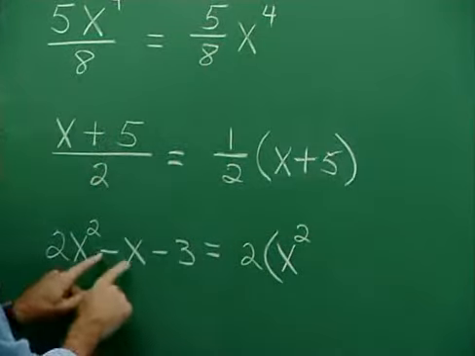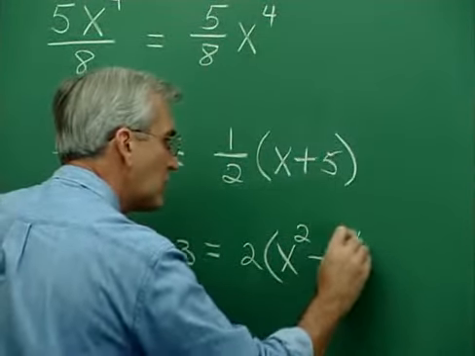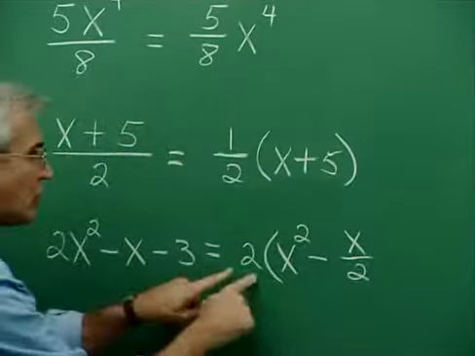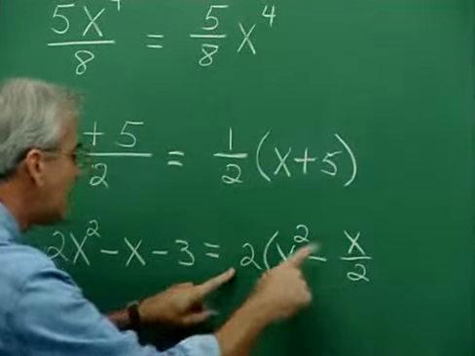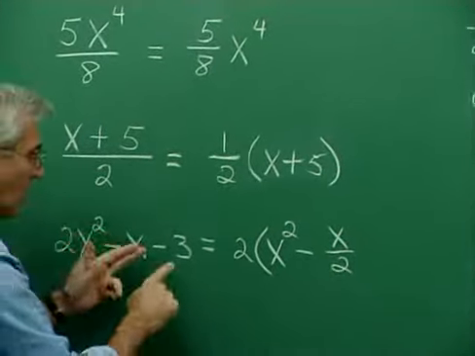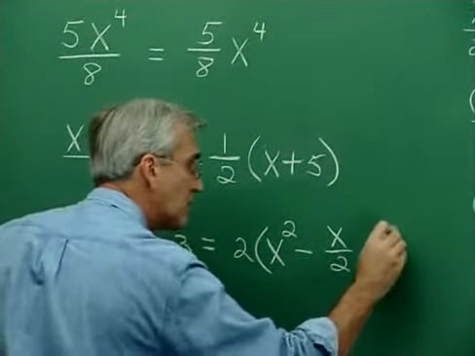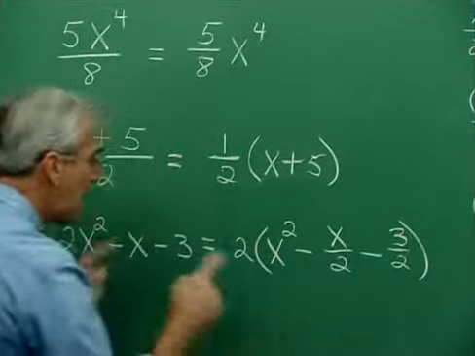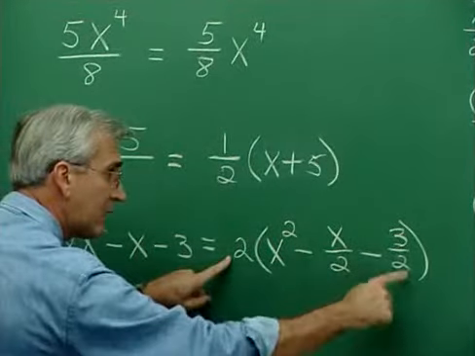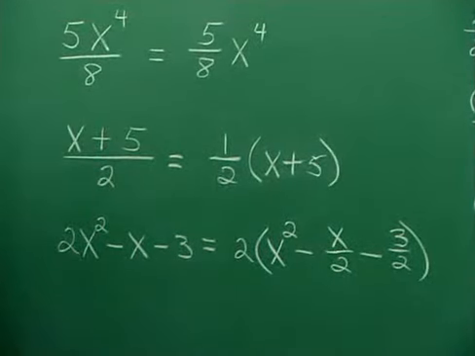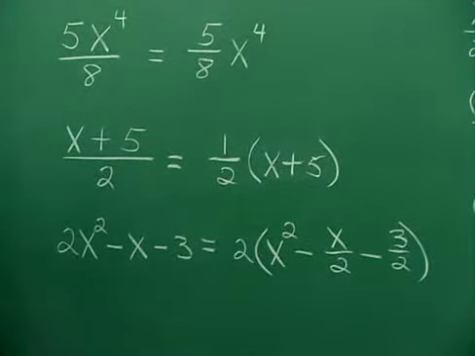Here's what I mean. I can rewrite this as minus x over 2. You see, and now 2 times minus x over 2 would leave the minus x. And in a similar way, I can just pop a 2 into the denominator of this term and write it as minus 3 over 2. And now when I multiply the 2 times the negative 3 over 2, I get the negative 3. So it's just a creative factoring technique.